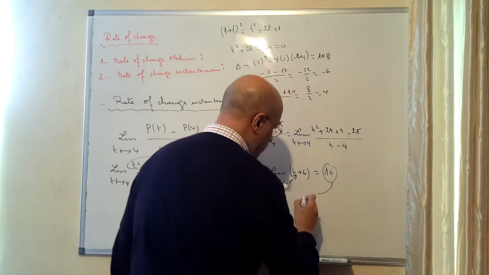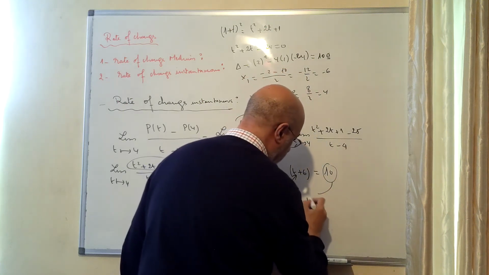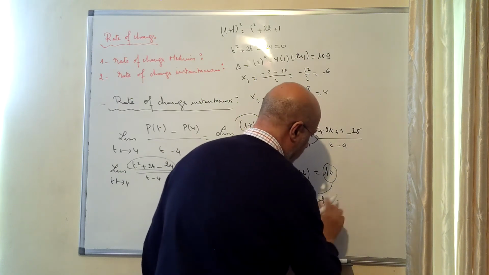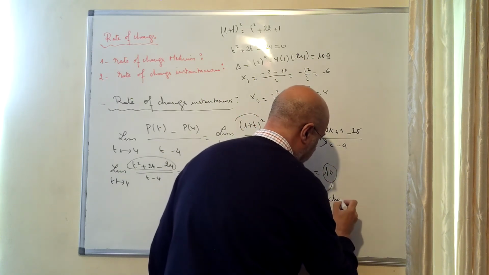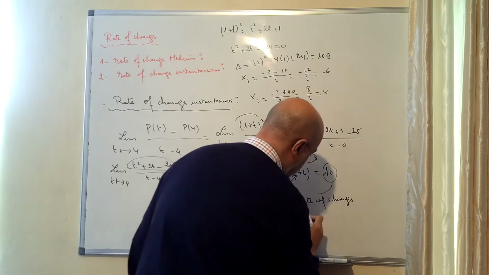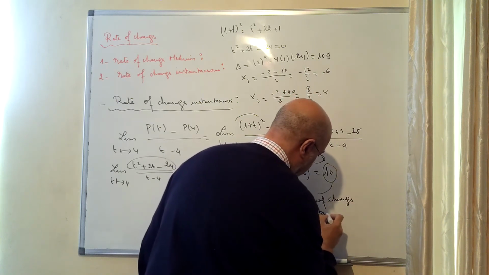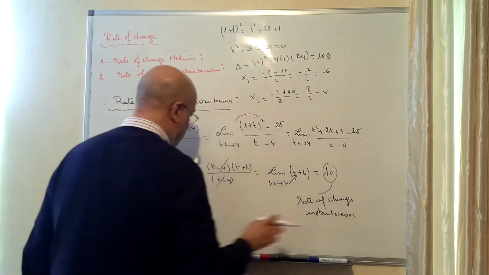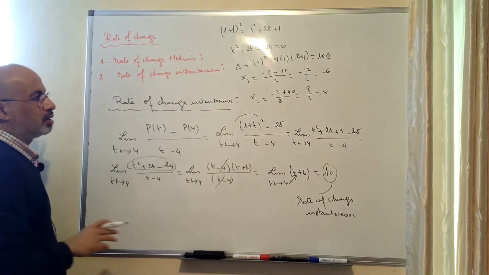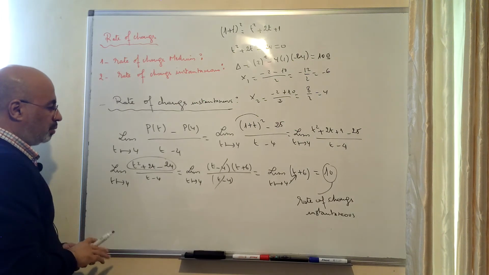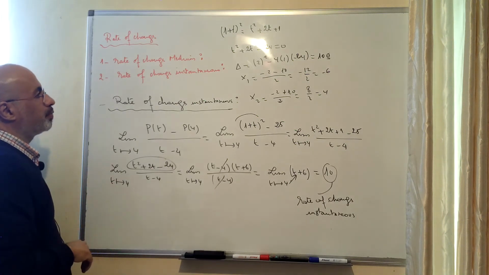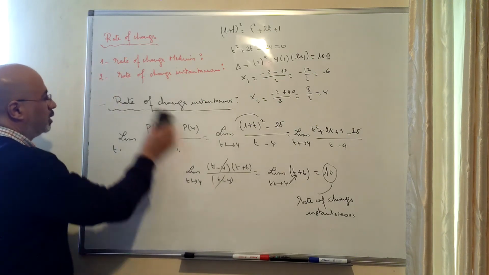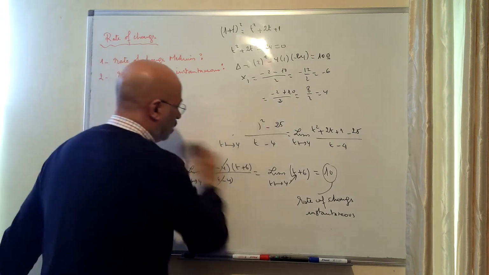This is the instantaneous rate of change. Okay, it's simple. It's a simple limit calculation, nothing complicated. It's a limit. Okay, now we're going to do another example. Two examples are better than one.